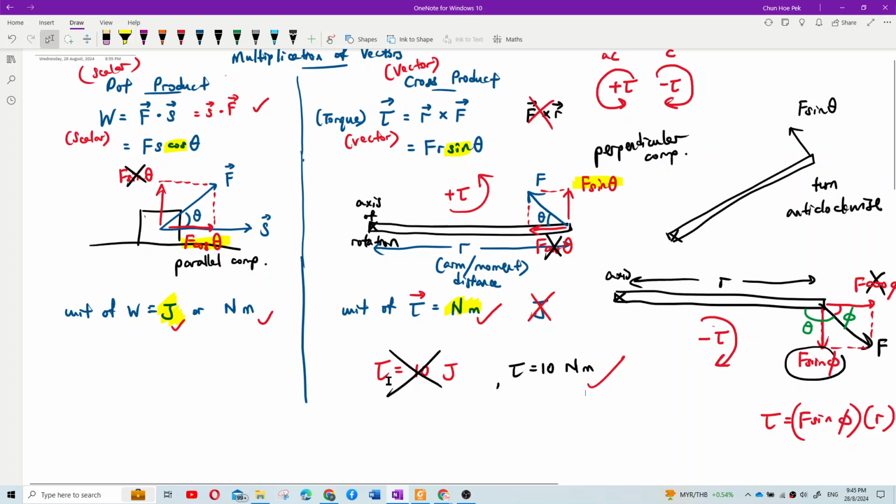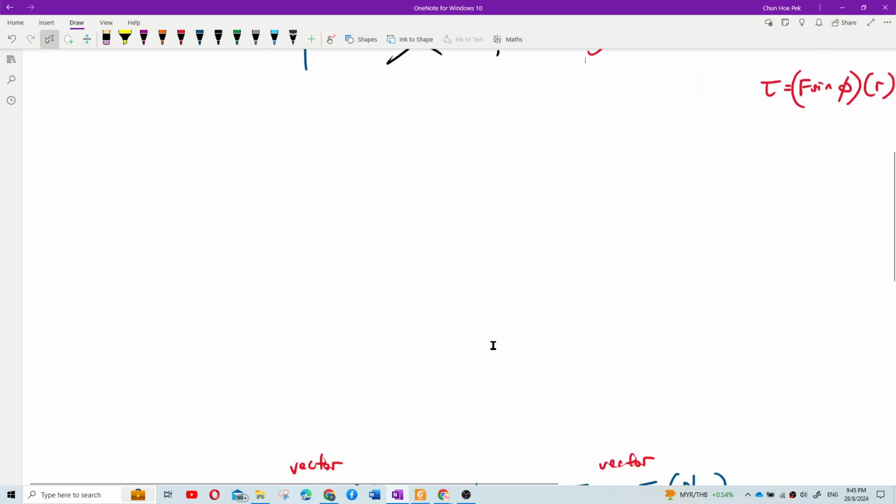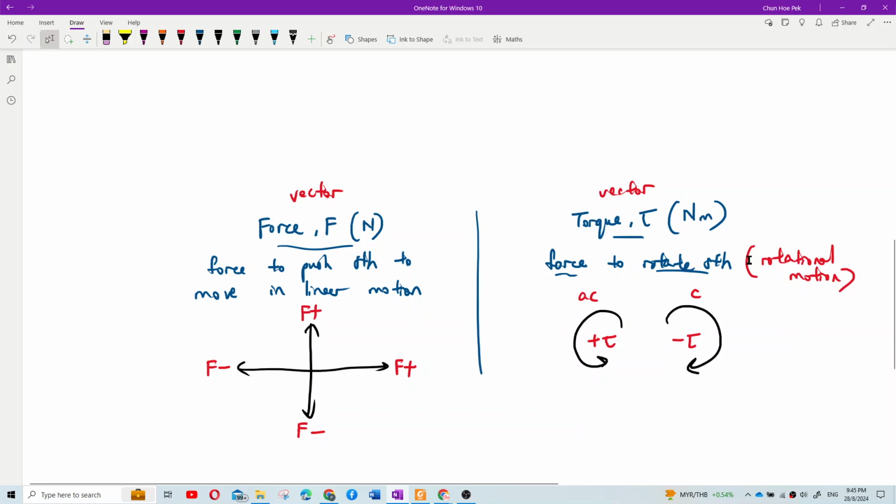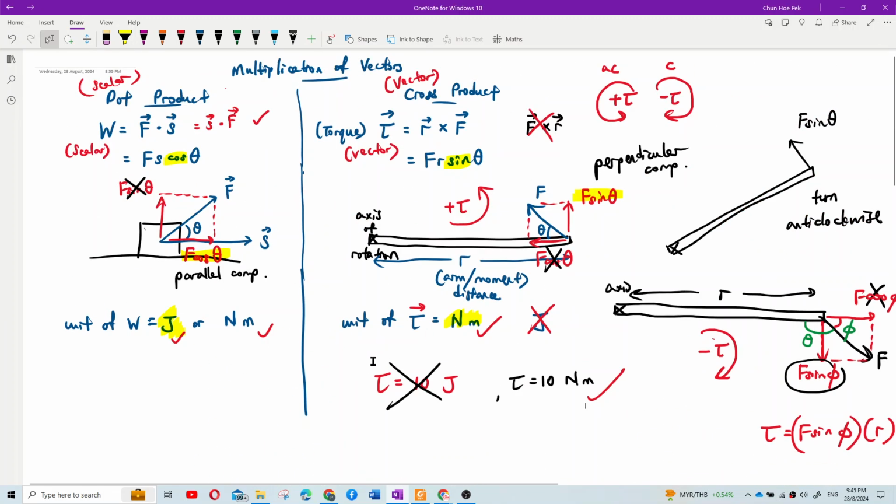You misunderstand that you think torque is energy, torque as work done. No, torque is not the work done. Torque is a force in rotational motion. Torque is not work done, so it cannot have the same unit as work done, the joule. Only the Newton meter is the same. You can say work done as joule, but you cannot say torque as joule.